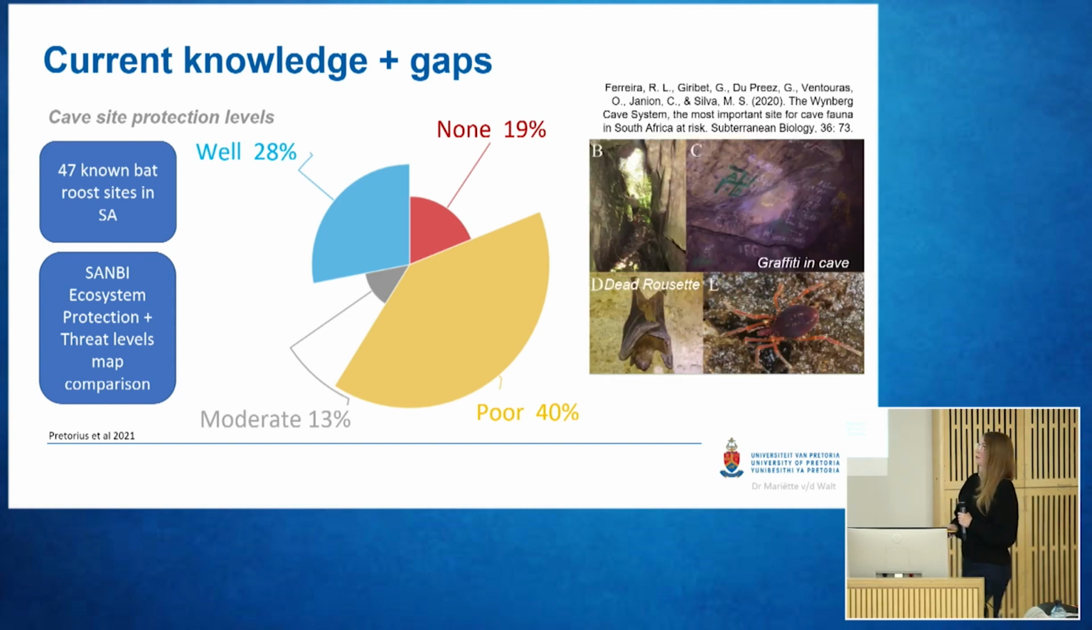And just to show an example, this is a publication by Ferreira et al. from 2020, where they went into the Wynberg cave system, which is also a known Rousettus roost, and they saw an increase in the graffiti in the cave, where people are going in and vandalizing the cave, and they also saw a very large increase in dead bats. What is quite shocking about this is that this cave is actually located in a protected area. So this means that even though caves might be by accident located in protected areas, it does not mean that caves or the bats inside the caves are receiving adequate conservation protection.